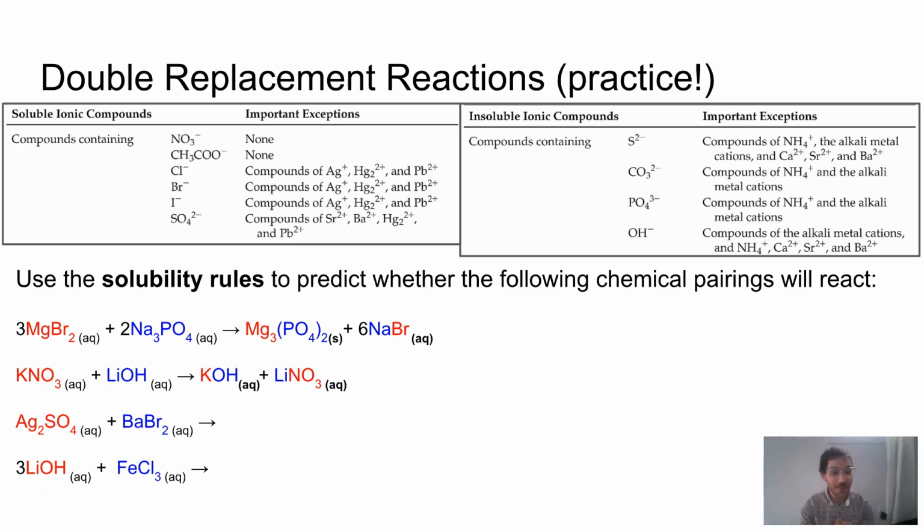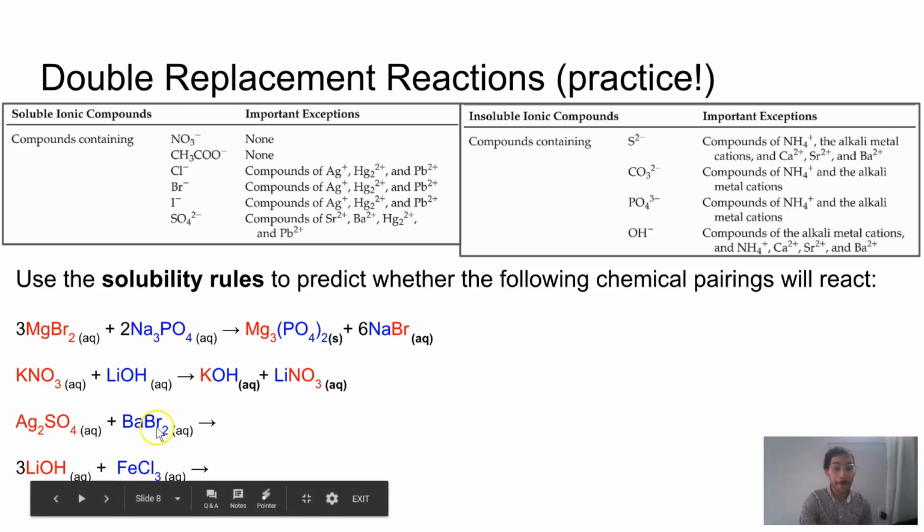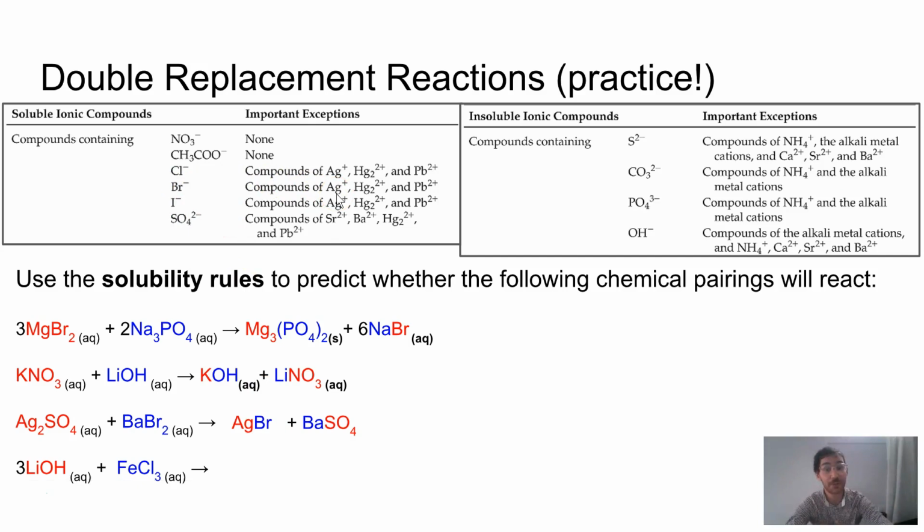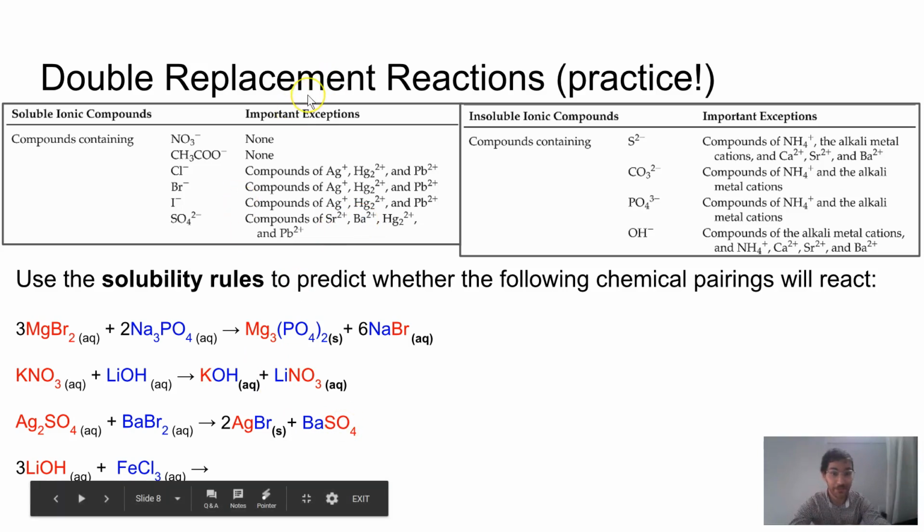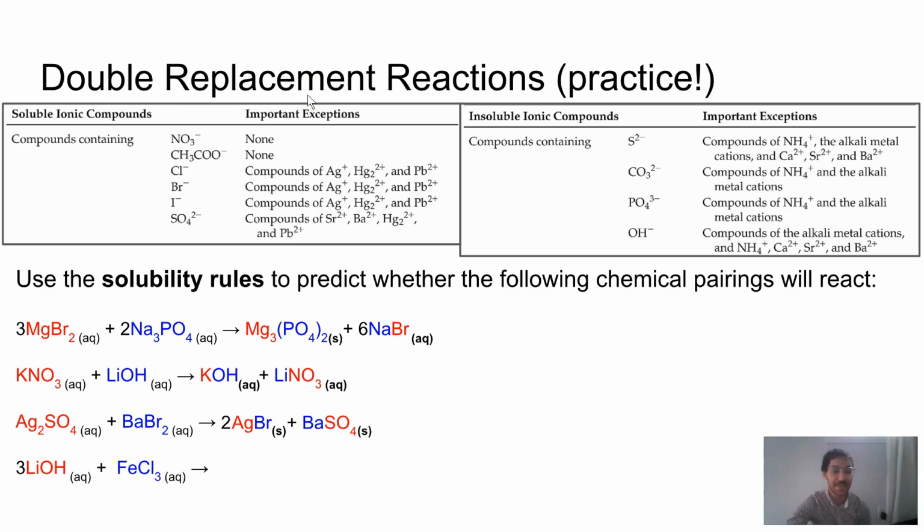Anyway, this next one, we're going to end up pairing silver with bromide. So let's check that. Is silver bromide going to be soluble? Well, bromide's generally soluble unless we've got silver, mercury, or lead, and we do have silver. So this is going to form a solid. Oh, and let's balance that. And what about barium sulfate? Well, sulfate's generally soluble, unless it's partnered with barium. So this is going to be insoluble. It is fitting an exception to this rule. So this is going to produce two solids. There's going to be a lot of precipitate in that reaction.